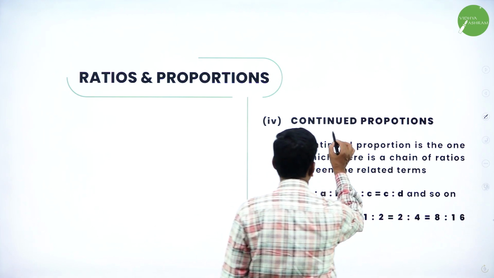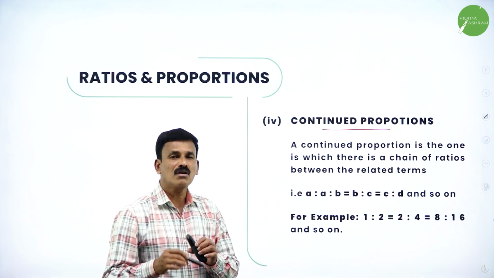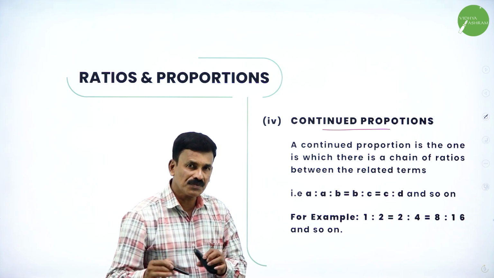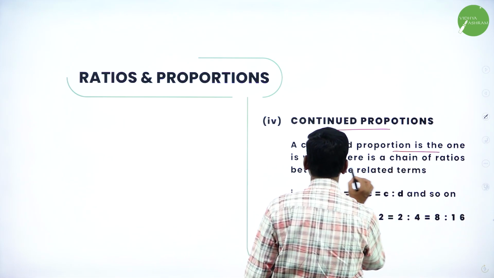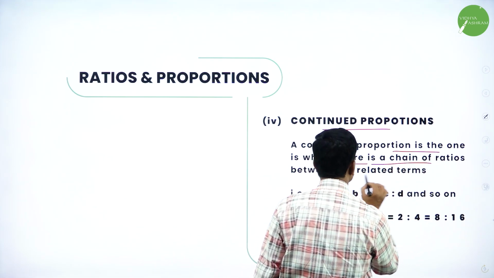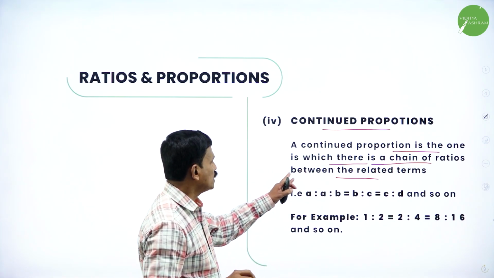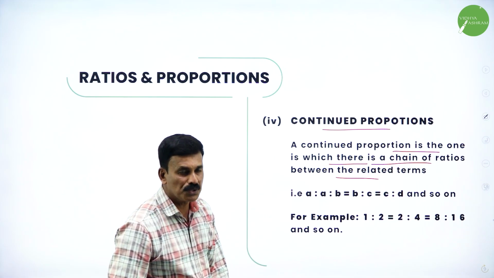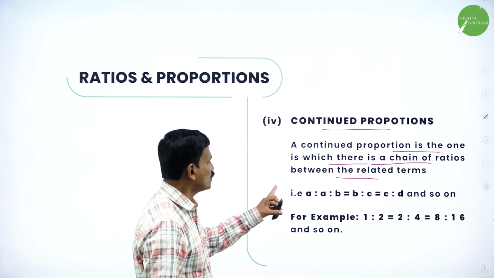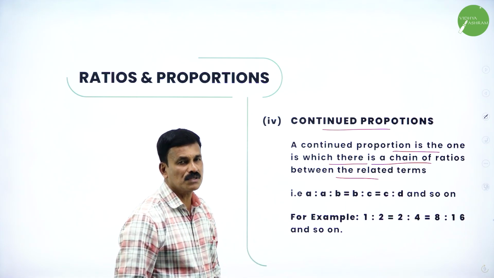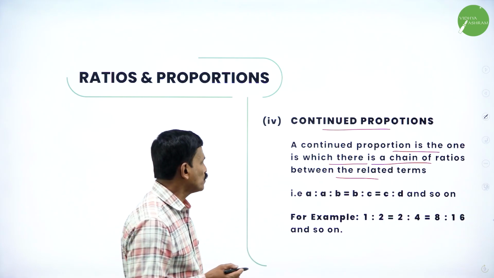The next one is continued proportions. Continued proportion means there is a chain of ratios. If there is a chain of ratios, then it is called a continued proportion. How do we define a continued proportion? It is the one in which there is a chain of ratios between the related terms.